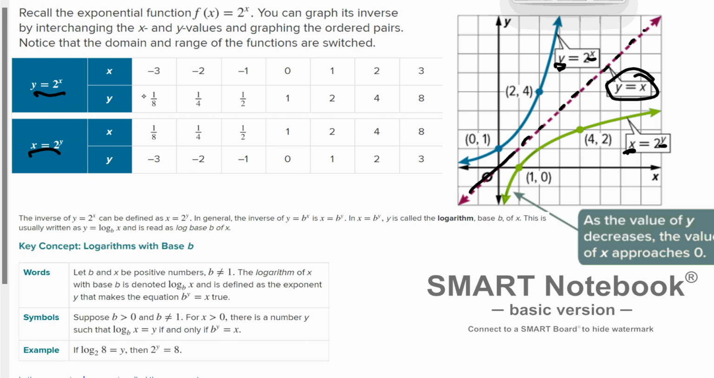So I can take a logarithm and rewrite it in a different form, but it means the same thing. So log base b of x, I can rewrite as b raised to y equals x. Here's an example down at the bottom right of how we go from logarithmic to exponential by switching our x and our y.